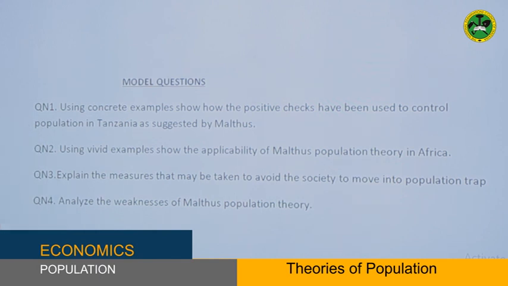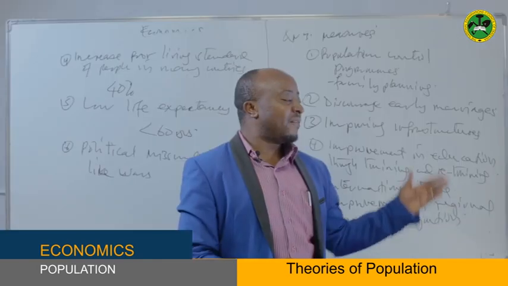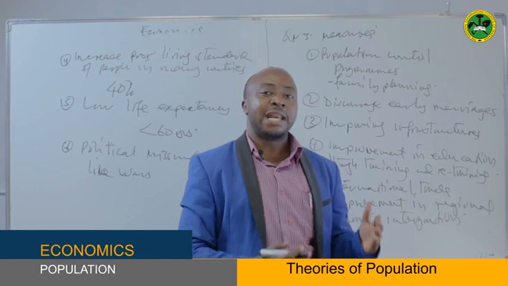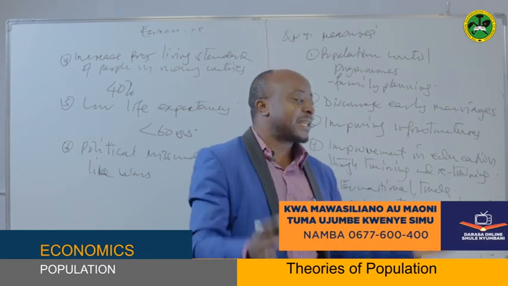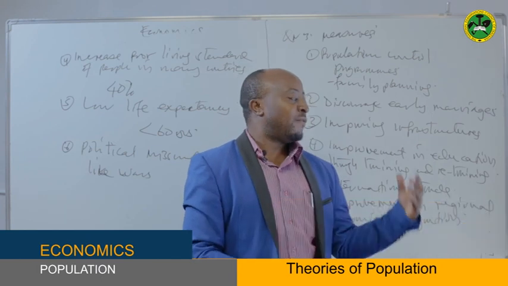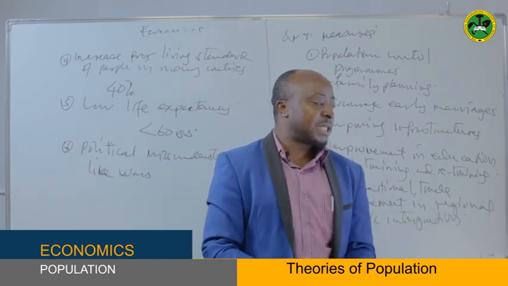Now, question number 4, which is to analyze the weaknesses of Malthus population theory, will be taken as your homework. So make sure that in your own time, you go and explain the weaknesses of Malthus population theory. We have discussed the assumptions, and remember in economics, most of the time we criticize the assumptions. So you have the answers there already. So go and work on that one for the weaknesses of Malthus population theory.